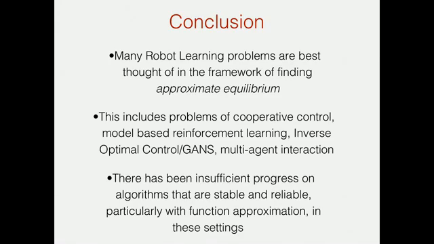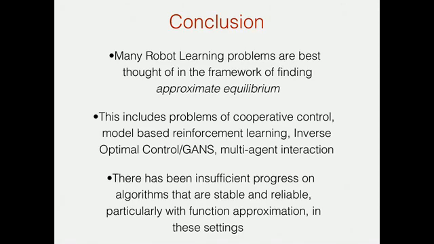Okay, conclusion. I think many of the problems in robot learning are best thought of not in the framework of statistical learning or not in the framework of finding an optimum, but rather in the framework of finding an approximate equilibrium. And that includes problems like shared autonomy, problems like self-driving, where you're interacting, where you're clearly doing something game theoretic and interacting with others in the environment. But it also includes problems like inverse optimal control, generative adversarial networks, energy-based models, multi-agent interaction in general.